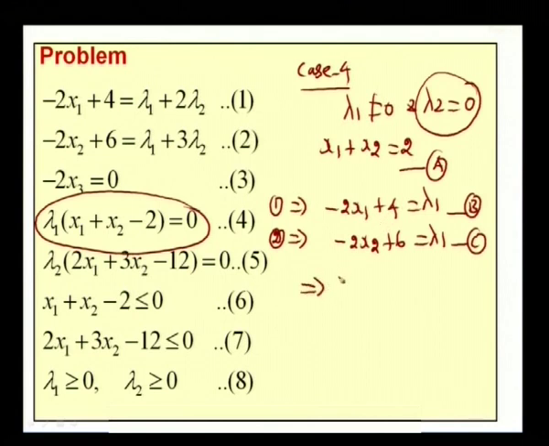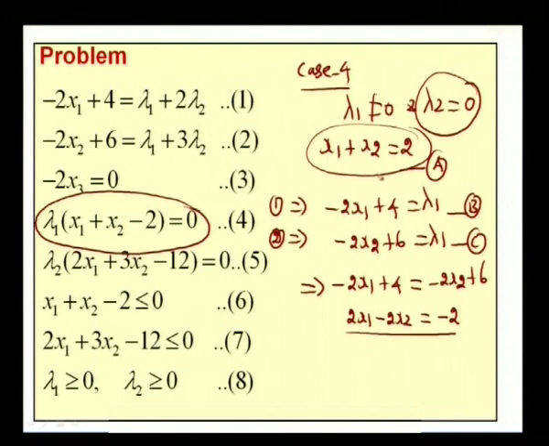So, from equation B and C we have minus 2 x 1 plus 4 equal to minus 2 x 2 plus 6. From this, by taking this minus 2 x 1 to this side, we rewrite this equation as 2 x 1 minus 2 x 2. By taking this 6 to this side, it will become minus 2. So, by simplifying this equation, we have 2 x 1 minus 2 x 2 equal to 4 minus 6, which is minus 2. Now, I will make use of equation A in this equation, where equation A is x 1 plus x 2 equal to 2.